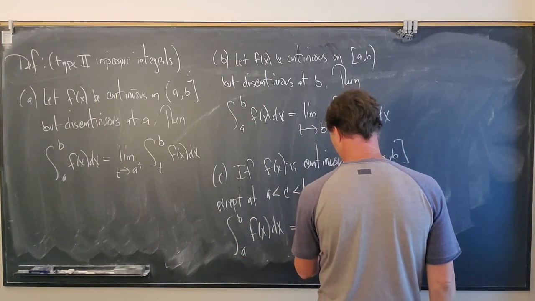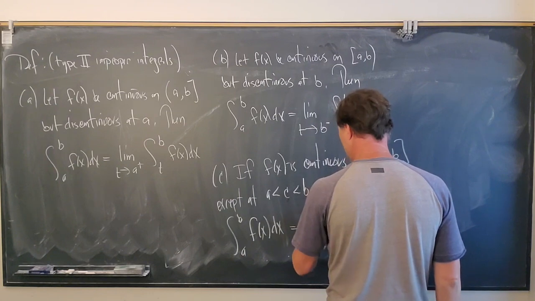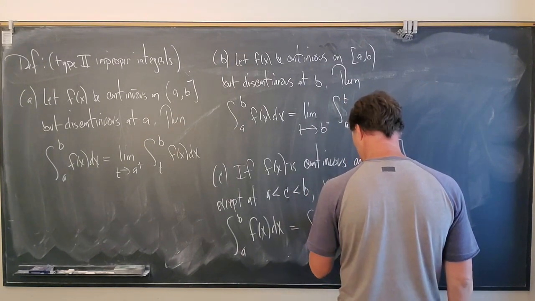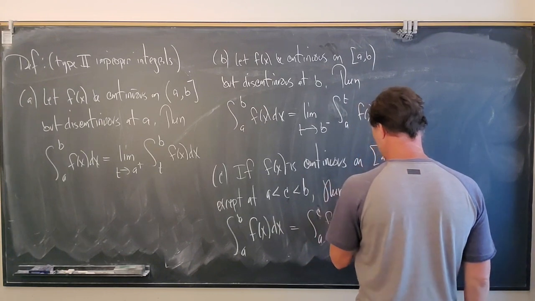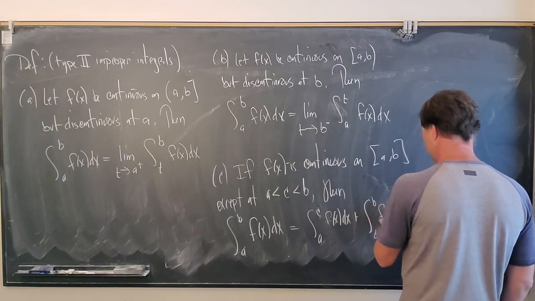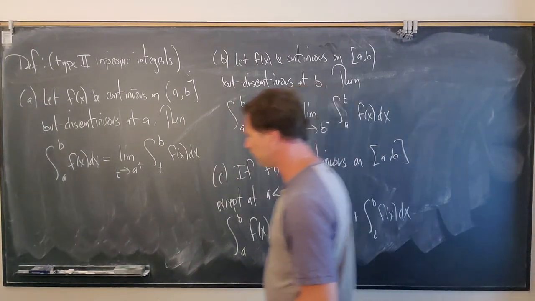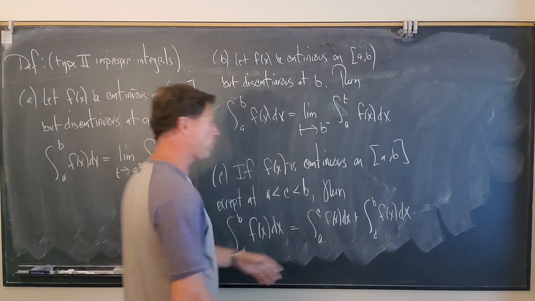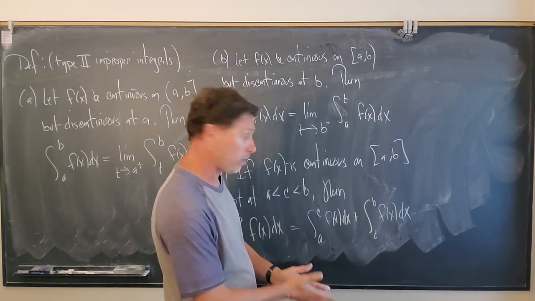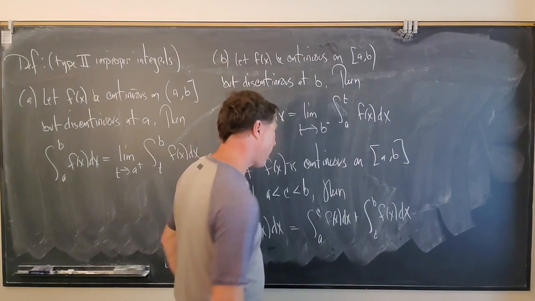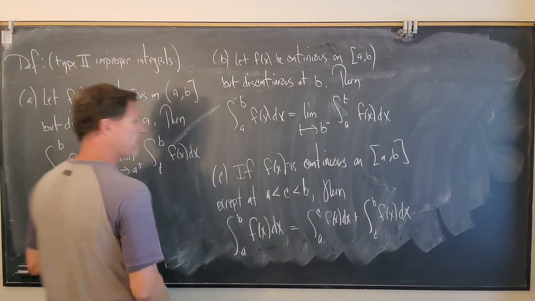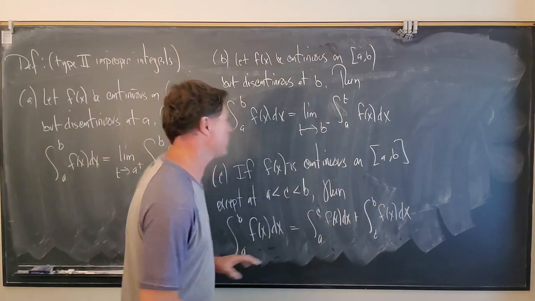And so what do we do here? We write it as the sum of two improper integrals: integral from a to c, f of x dx, plus integral from c to b, f of x dx. Compute each of these improper integrals individually. If you get numbers for each of them, add them together, and the original one converges to that number. Otherwise, as soon as you see that one of them is divergent, you can just stop and say that the original is divergent.